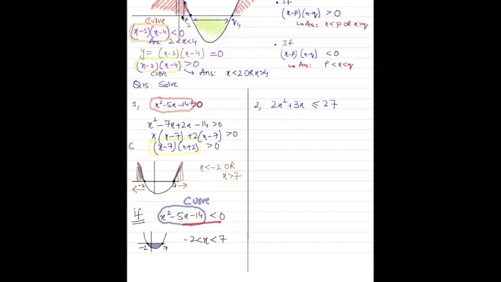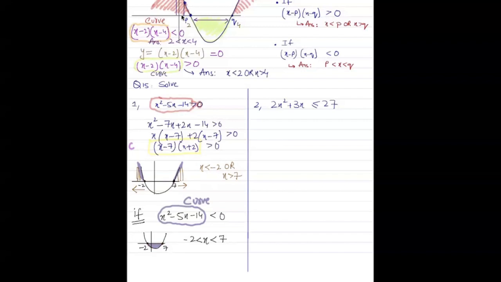If I have this inequality, the curve is less than 0. So the curve is less than 0 over here, below the x-axis. So if my values of x are between -2 and 7, then I am going to get the right answer for this quadratic inequality. Now the solution has to be greater than -2 and less than 7. Okay, sir. Now let's try the next example.